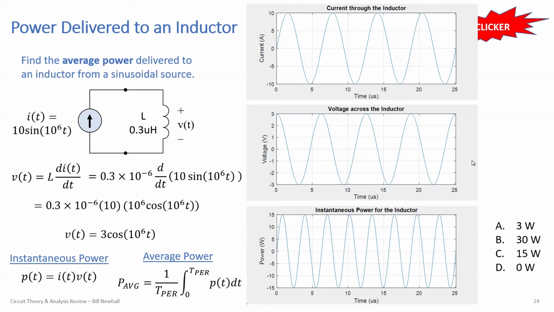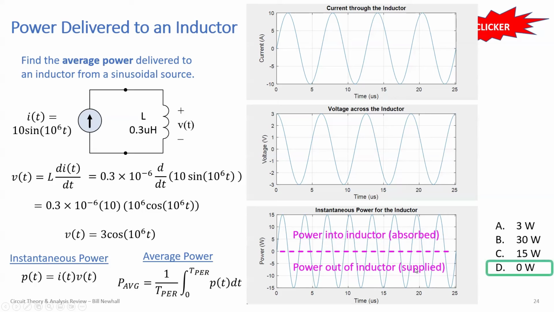so let's stop here. So notice how when power is positive, you have power into the inductor. You're storing energy in that inductor. And when you have a negative half cycle of instantaneous power, power is being supplied by that inductor. It's coming out. And so half the time power is going in, half the time power is coming out. And so on average, you get 0 watts delivered to the inductor.